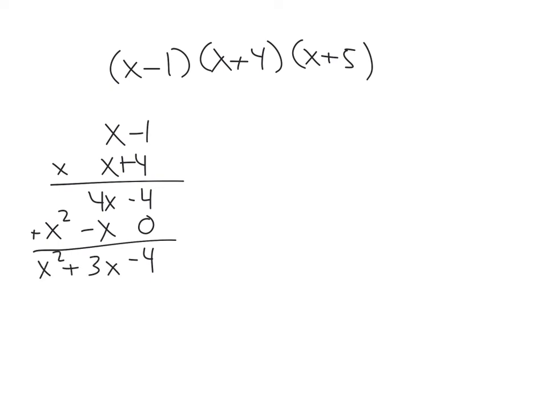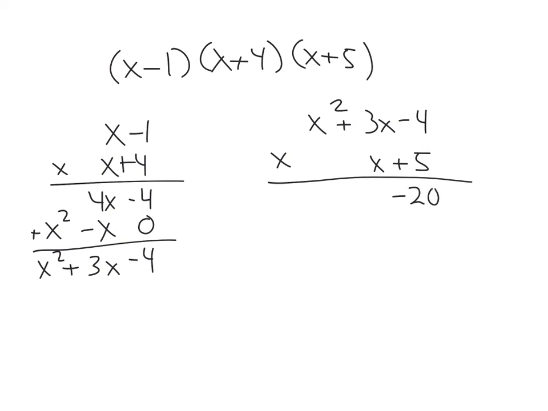Okay? Now, you're going to take this polynomial right here and multiply it by the other binomial, so x plus 5. So 5 times -4 is -20. 5 times 3x is 15x. 5 times x squared is a 5x squared. Now we move to the next term, and so that's going to create a 0 placeholder. So we have x times -4 is -4x. X times 3x is 3x squared. And x times x squared is x cubed.